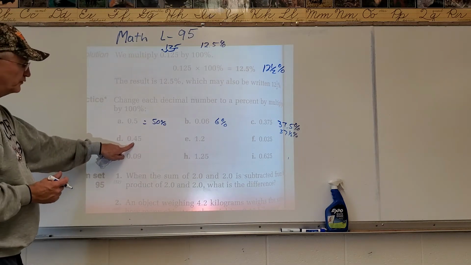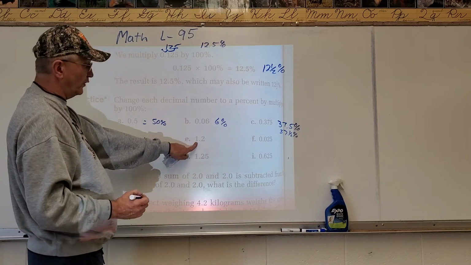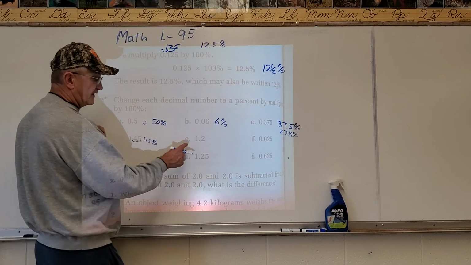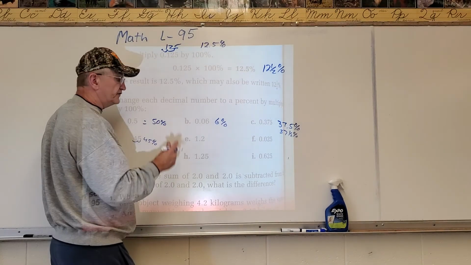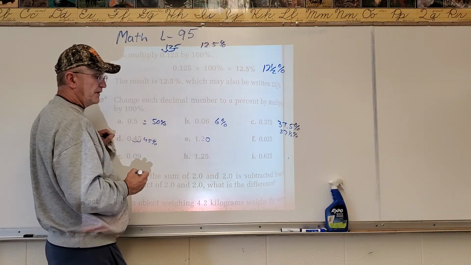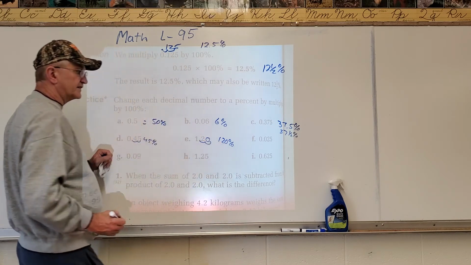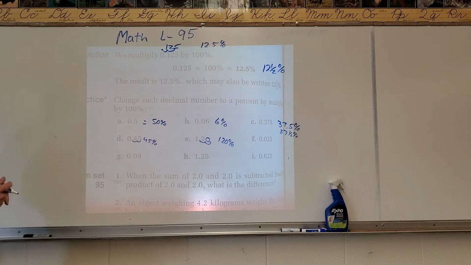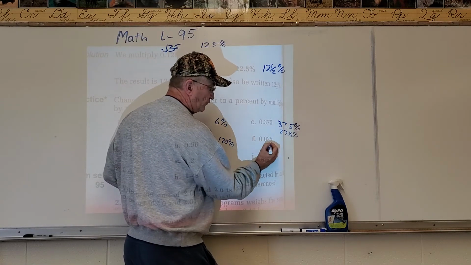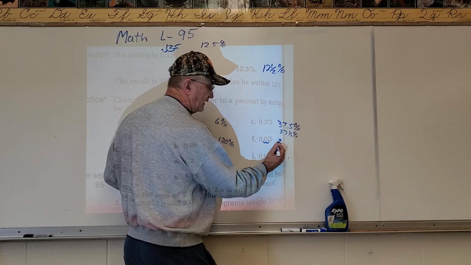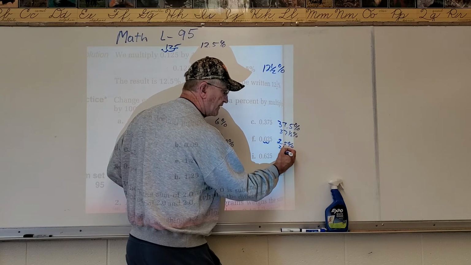This one, 0.45, 2 decimal places, 1, 2, 45%. 1.2. This can be a tricky one, but again, how many decimal places to the right always? 2. So I've got to put my 0 in. So this is going to be 120%, because I move it over twice. 0.025. Tricky one here. I have 0, then 1, 2 for my percent, and a leftover 5, so that means I have 2.5%.